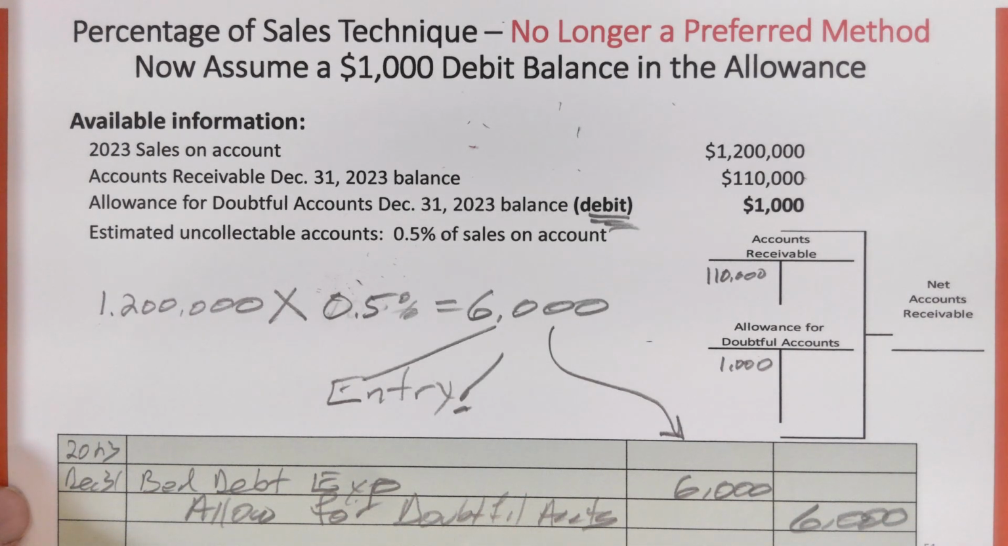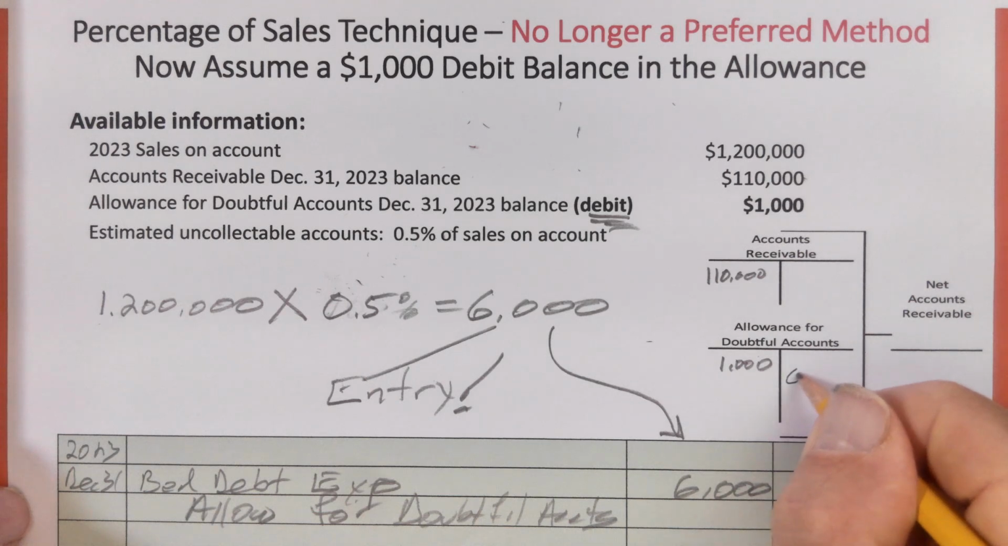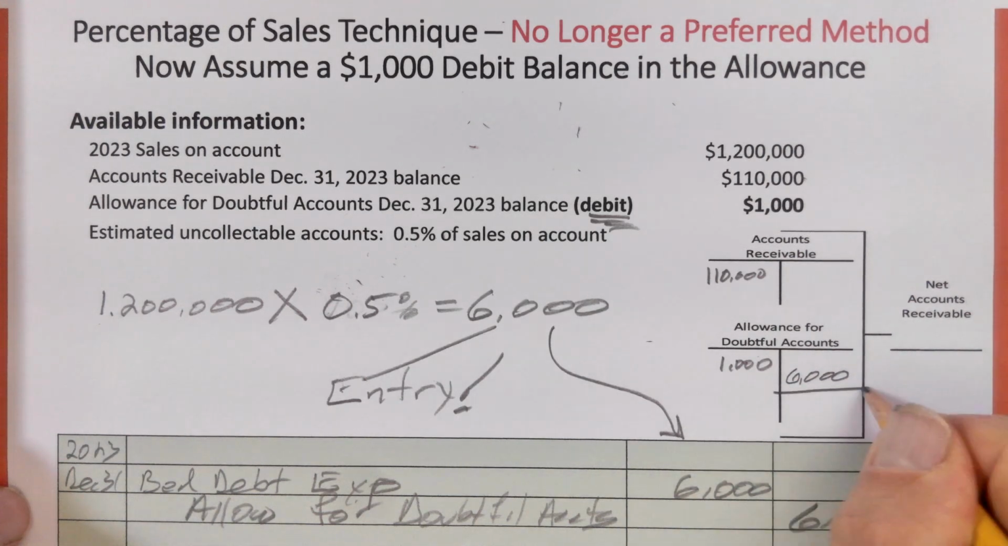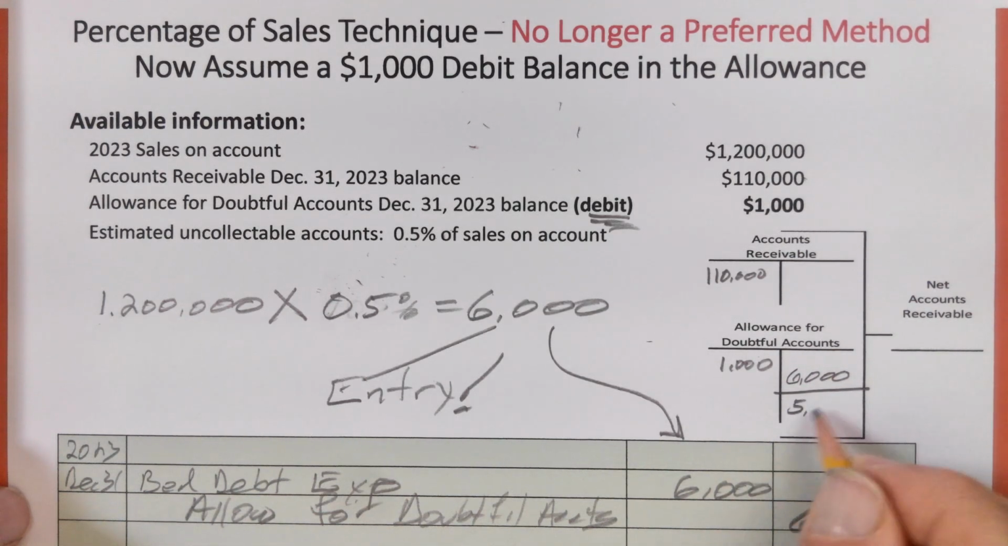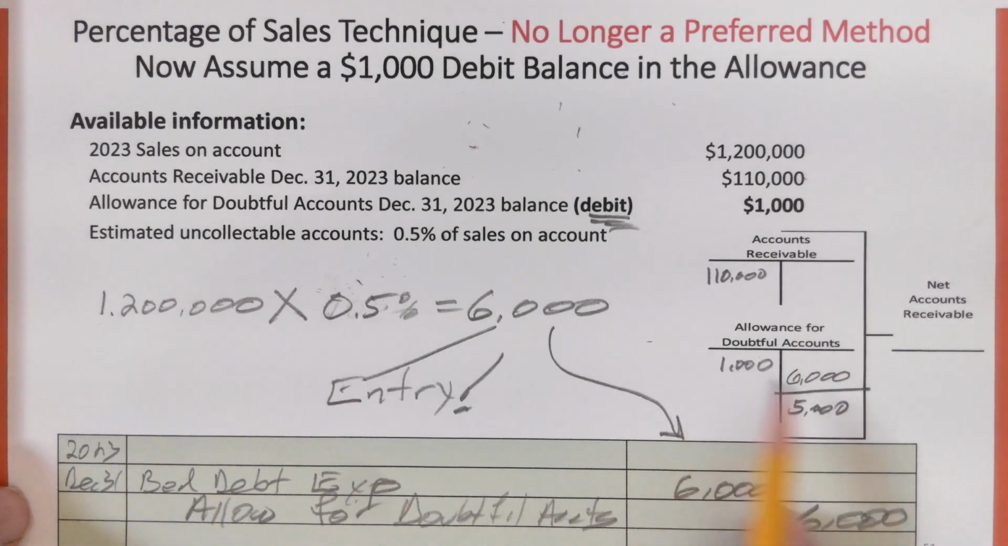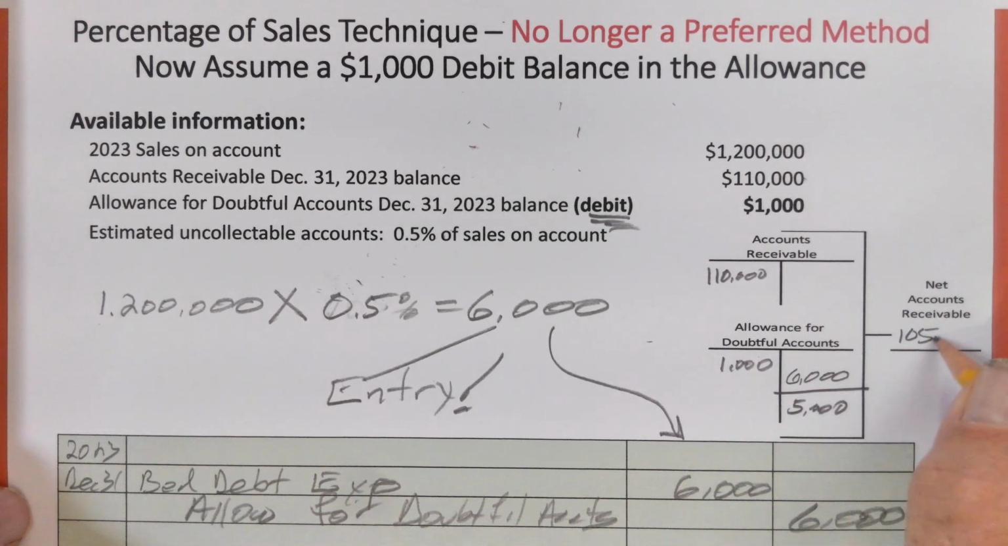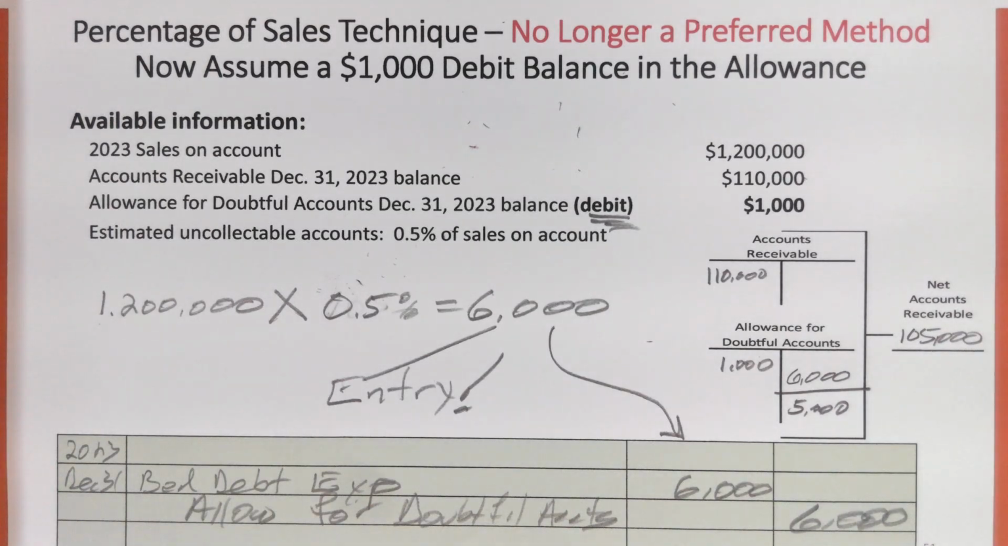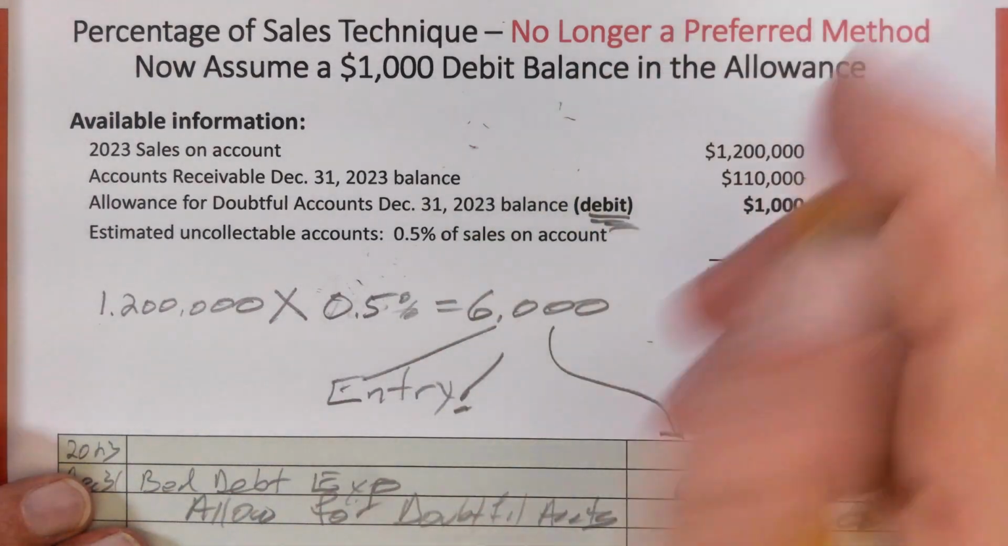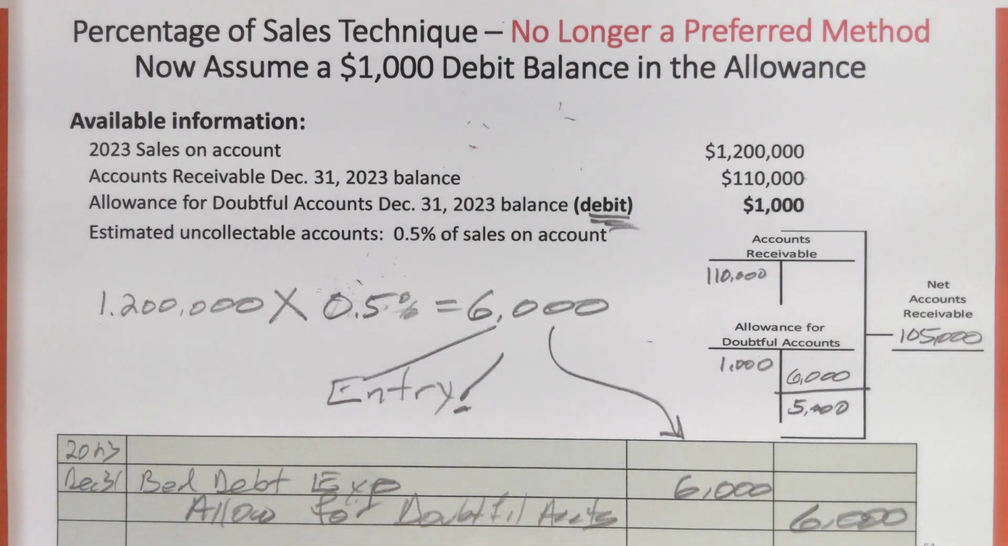But if your instructor says, what's the net accounts receivable amount for the balance sheet, you'd go ahead and put this up here, 6,000. That's your entry, 6,000. So the ending balance in the account is only 5,000, right? The 1,000 debit and the 6,000 credit, so it's a balance of 5,000. So the net accounts receivable would be $105,000 in this situation. So there you go. Again, it's the percentage of sales technique. No longer a preferred method of doing this, but just in case you run into it, there it is.